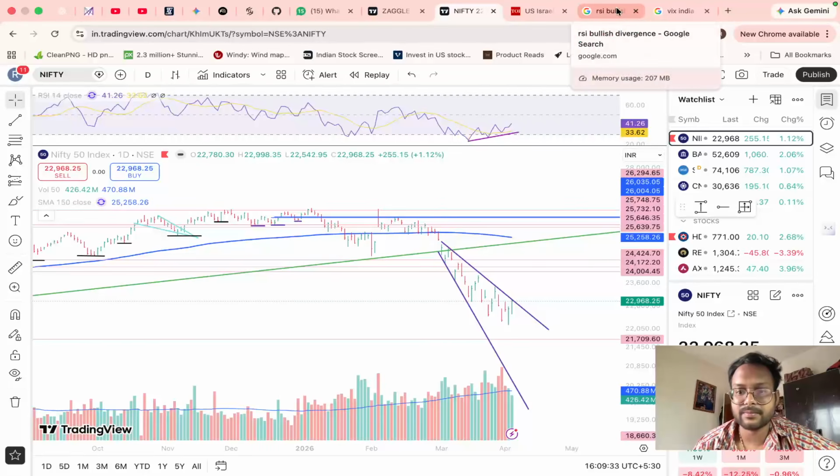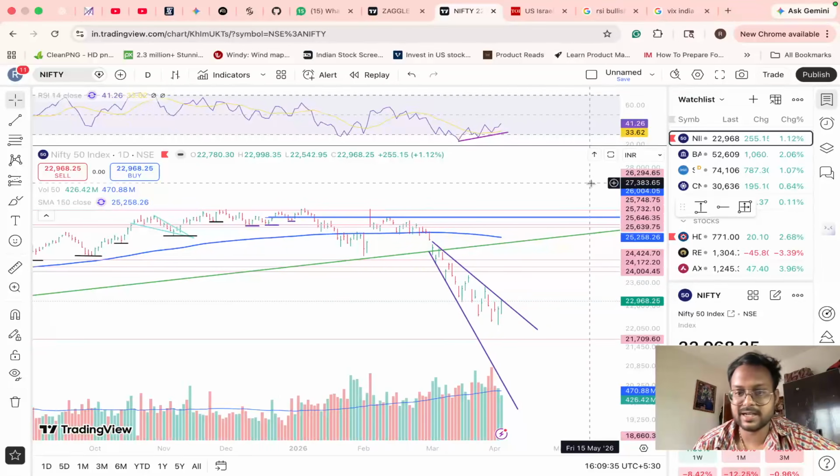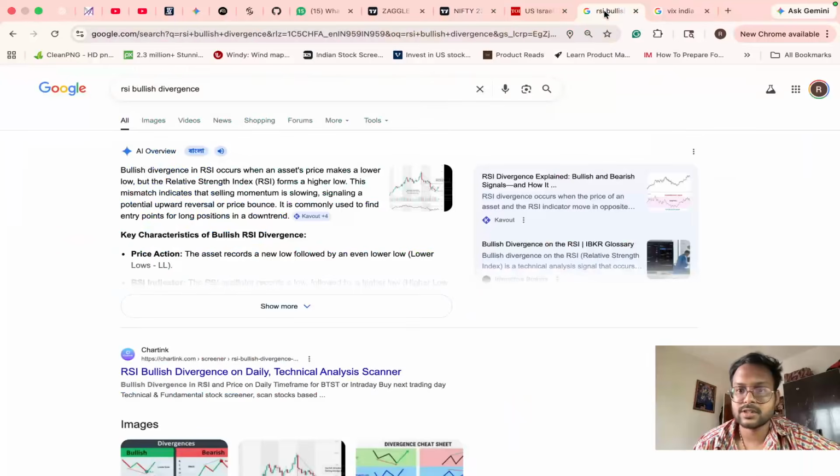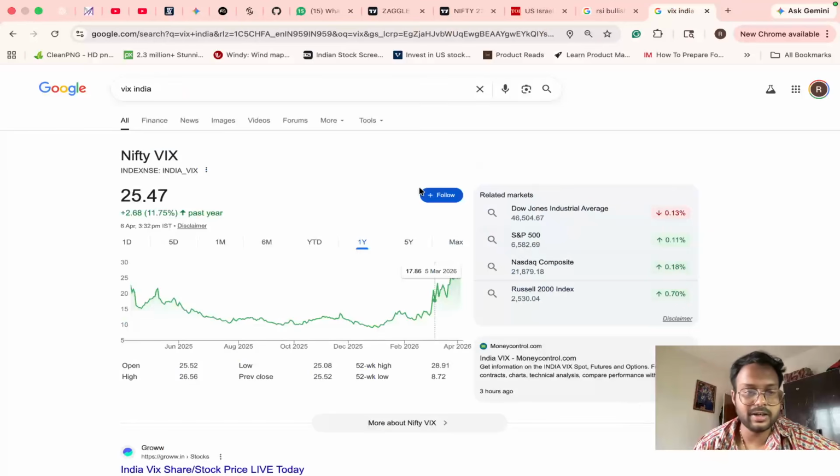Next, one more thing, let me show you quickly. So we went through this one. Let's also talk about the Nifty VIX. The VIX is an indicator of the market's volatility. It's a volatility index, and if you notice clearly, over the last 1 year the VIX has generally been in the 10 to 15 zone, which is stable for the Indian context.